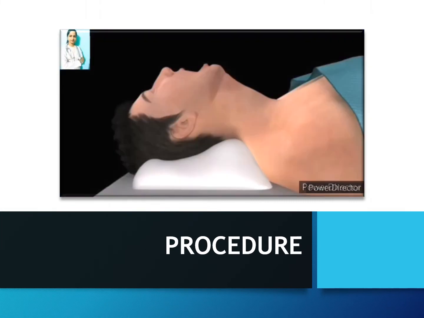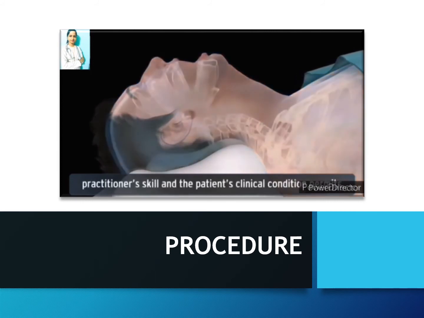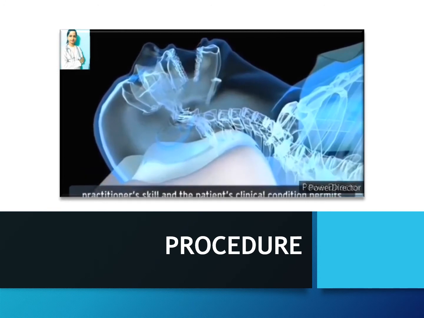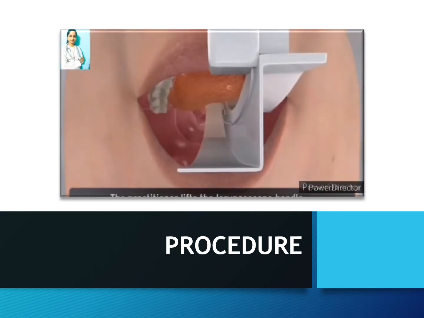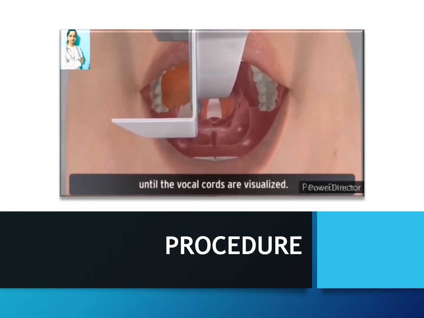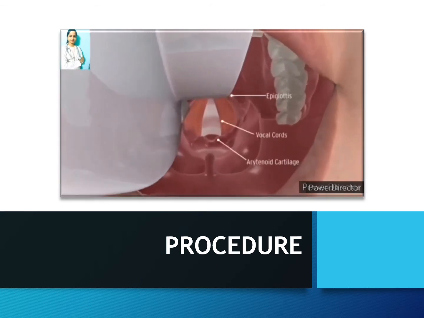Oral endotracheal intubation. Oral endotracheal intubation is performed when the practitioner's skill and the patient's clinical condition permit. When we start the intubation, the laryngoscope is normally used for the procedure. So the practitioner lifts the laryngoscope handle like this until the vocal cords are visualized. Here we can see in this video the epiglottis, the vocal cords and arytenoid cartilage lifted so well.